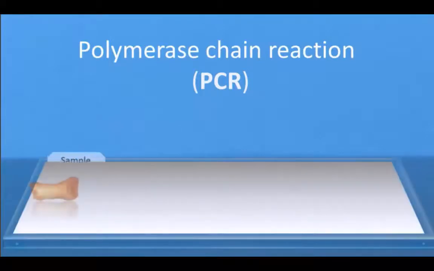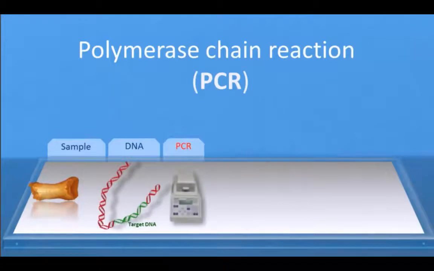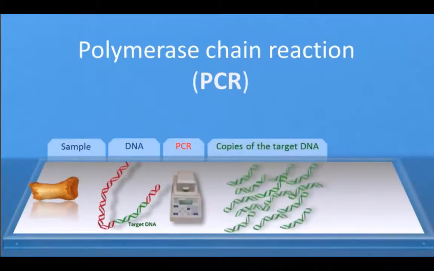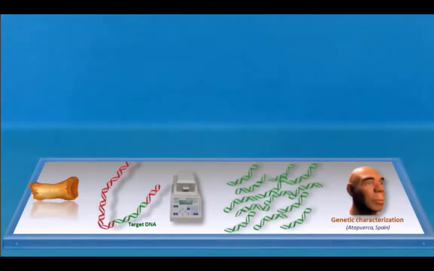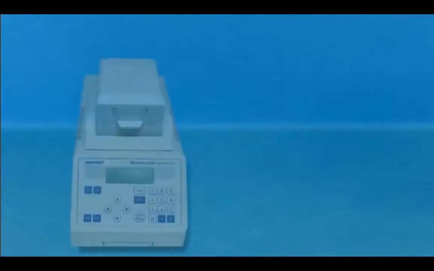In PCR techniques, first of all, you need to have a sample which may have some DNA, extract that DNA, and then put it into a PCR machine. Then you can get many copies. And utilizing that information, you can do many things.